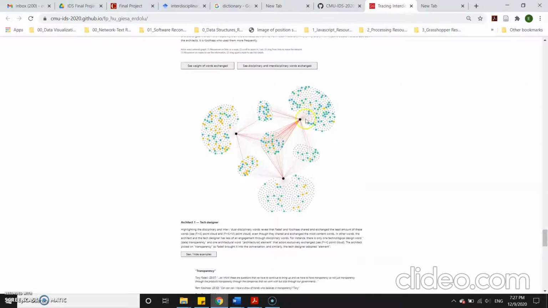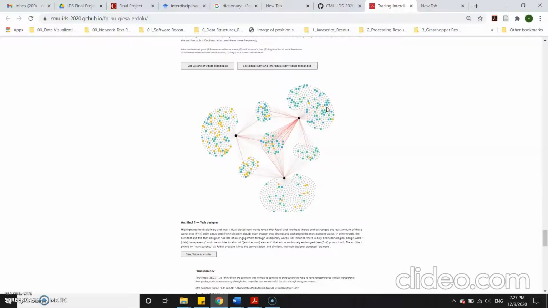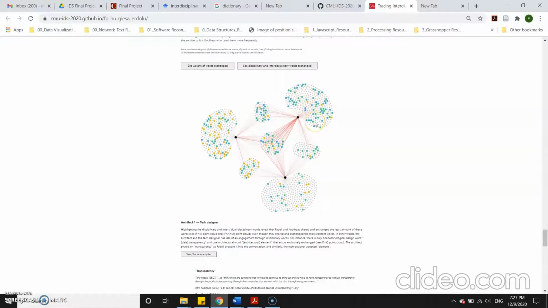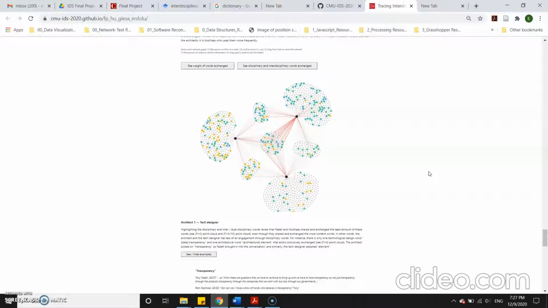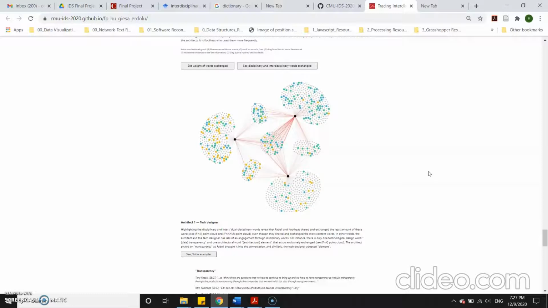And not exchanged point clouds show that more disciplinary words that came into the conversation could have been exchanged, like Fadel's technological design and inter and dual disciplinary words that are not picked up in the conversation. The user can also discover similar insights, such as inter and dual disciplinary words reveal gaps, like the differences in coding of these words, like the way architects and the tech designer code privacy differently. With that kind of difference, the conversation remains at a high level rather than getting streamlined or specific.